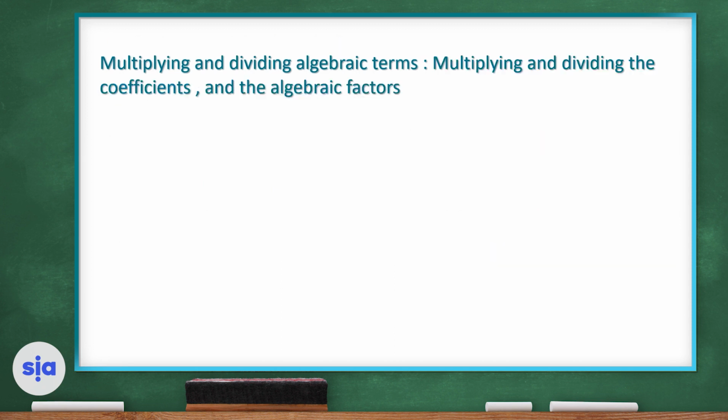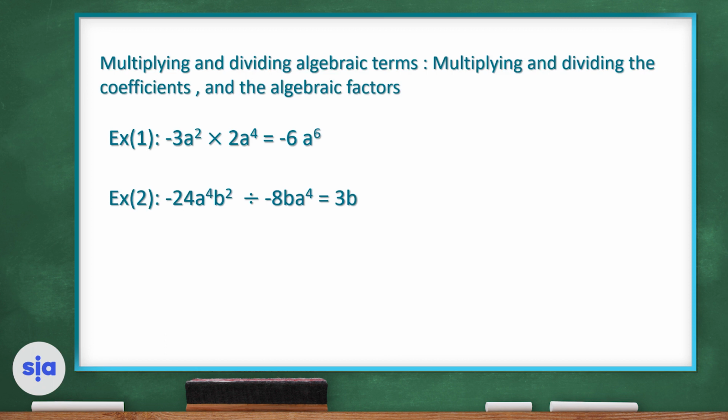Multiplying and dividing algebraic terms means multiplying and dividing the coefficients and the algebraic factors. Example 1: negative 3a squared times 2a to the power of 4. Negative 3 times 2 is negative 6, and a to the power of 2 and a to the power of 4, we add the powers, so it's a to the power of 6.